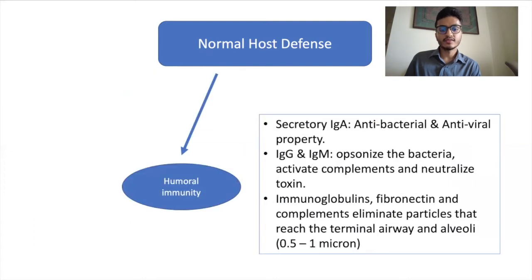Second factor is the humoral immunity. The secretory IgA has both antibacterial as well as antiviral properties. The IgG and IgM act by opsonization of the bacteria. They activate the complements and neutralize the toxins. Finally, the immunoglobulins, fibronectins, and the complements eliminate particles that reach the terminal airway and epithelium.